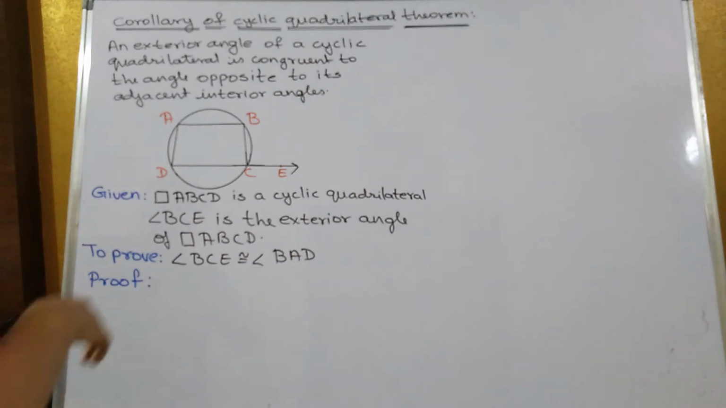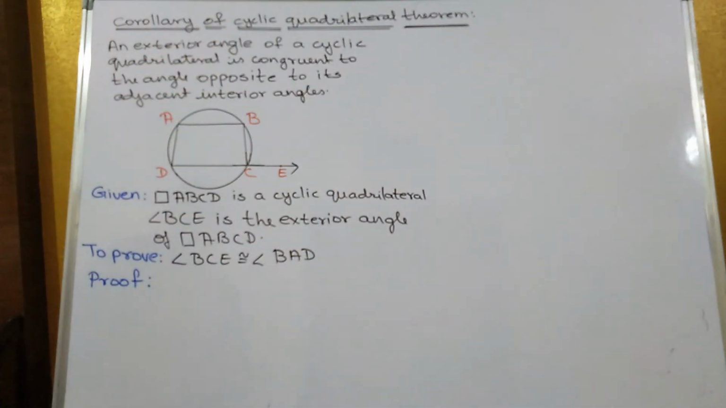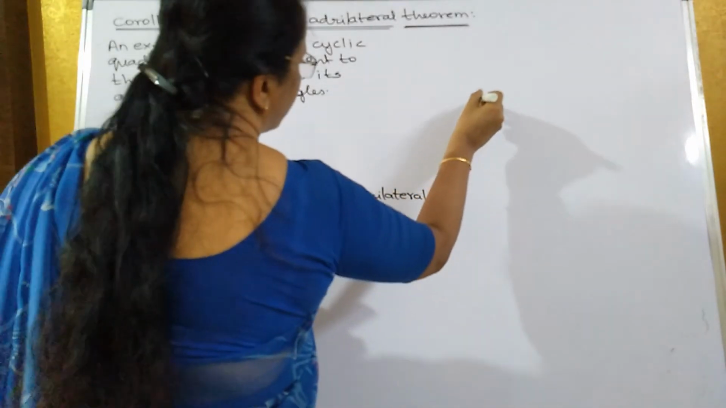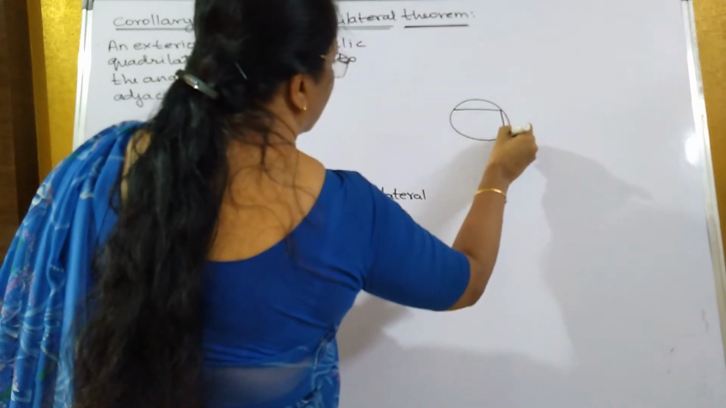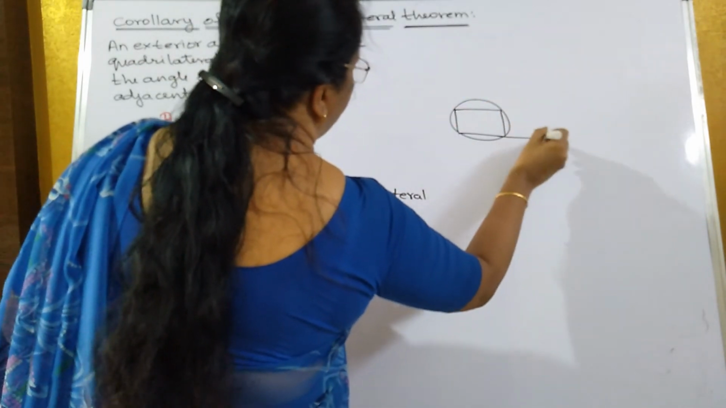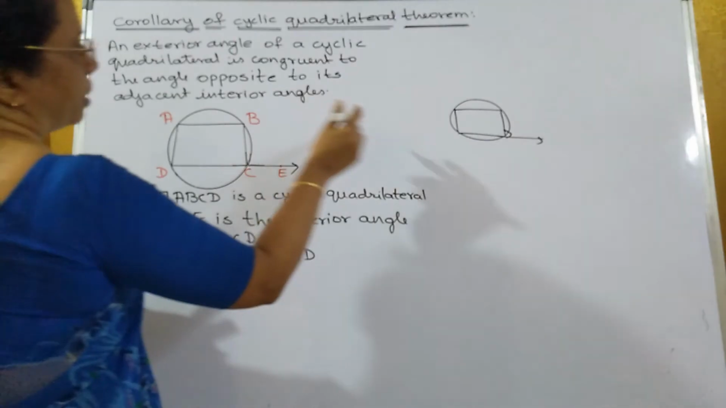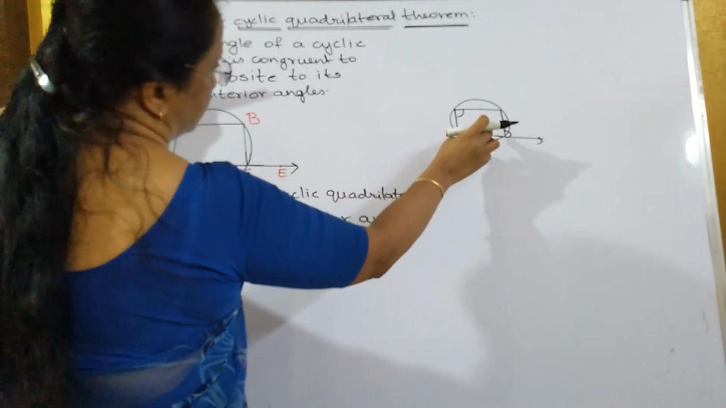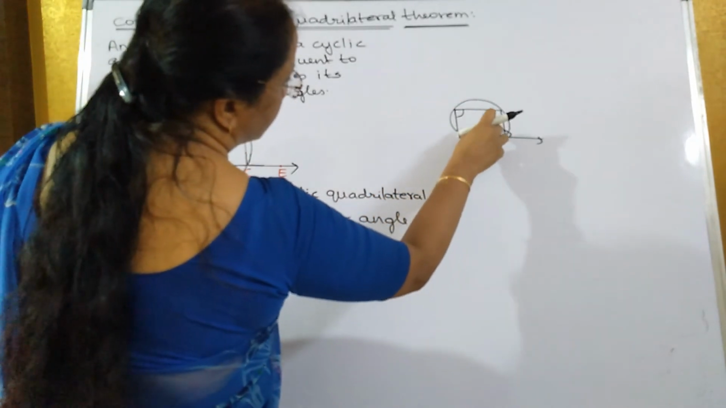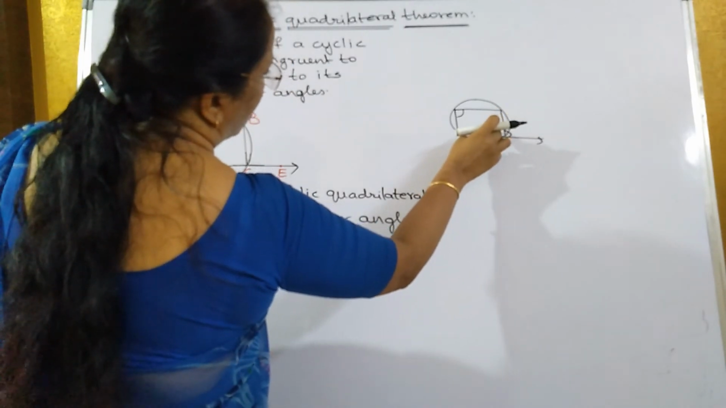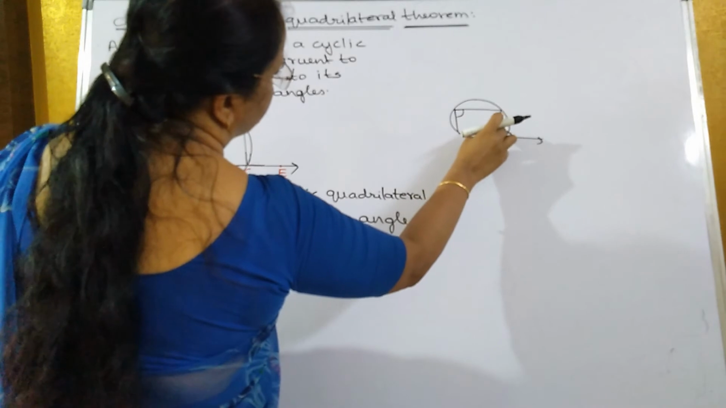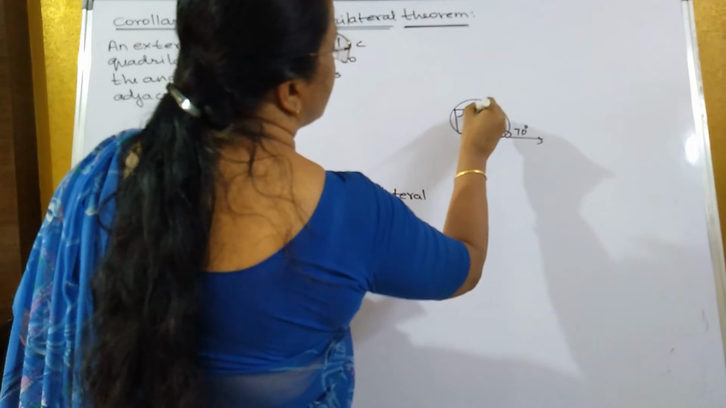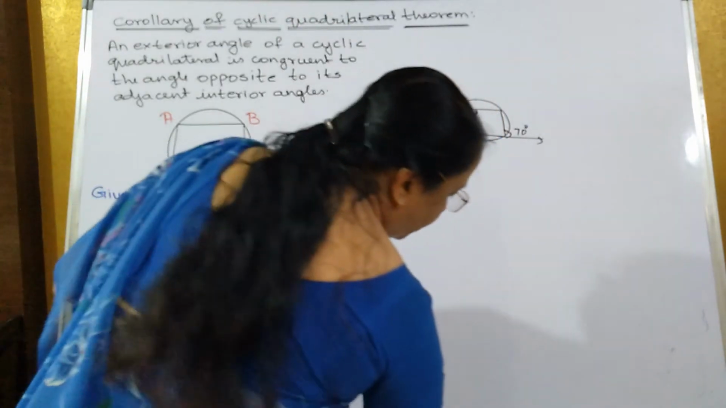Now corollary of cyclic quadrilateral theorem. What is the corollary of cyclic quadrilateral theorem? An exterior angle of a cyclic quadrilateral. So if a quadrilateral is cyclic, the exterior angle is always congruent, or it is always equal to the angle opposite to the adjacent interior angle. So this is the adjacent interior angle. So this angle will be congruent to the angle opposite to the adjacent interior angle. So remember, if this is 70 degree, then this will also be 70 degree. So that is what we have to prove in this.